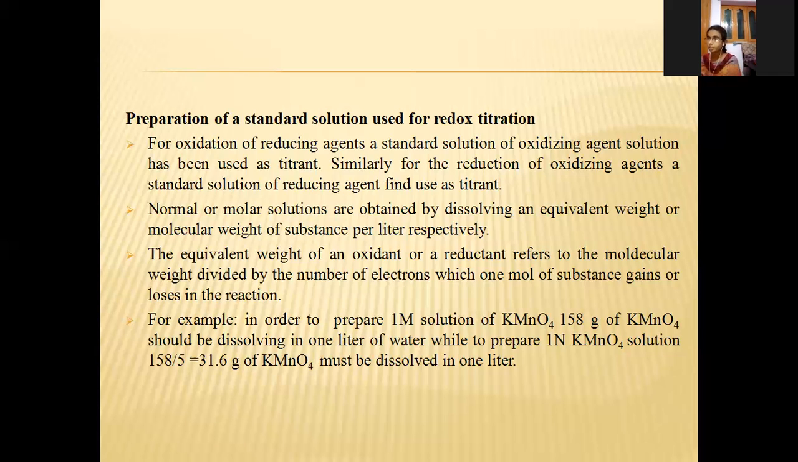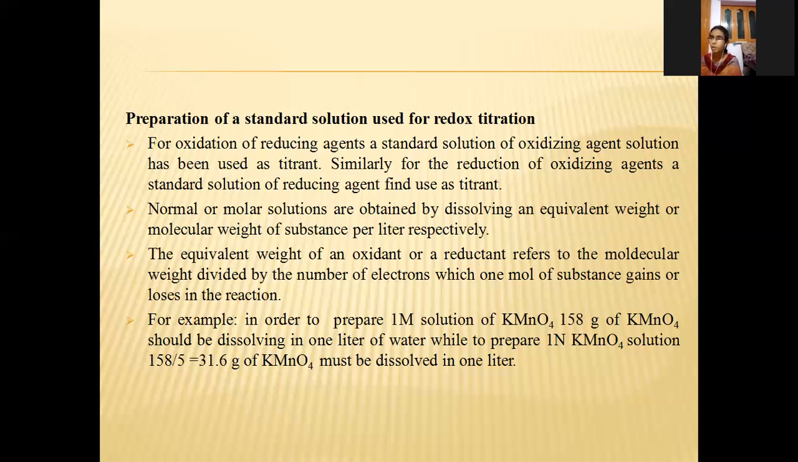Similarly, if the oxidizing agent undergoes the reduction process, we have to use the reducing agent as the titrant. Titrant means known concentration, and we always have to take it in the burette.